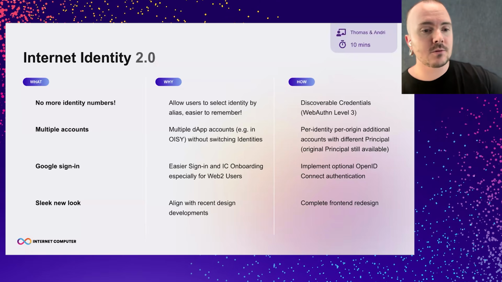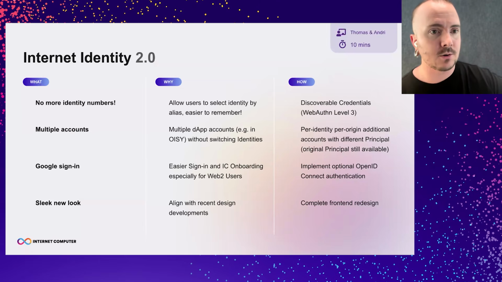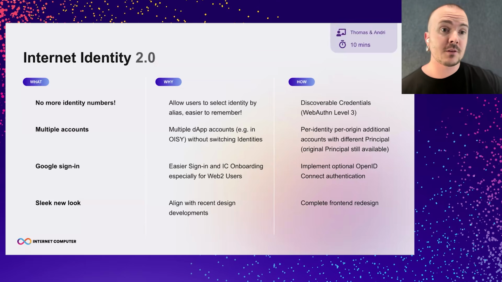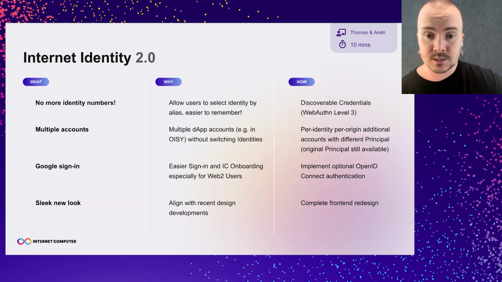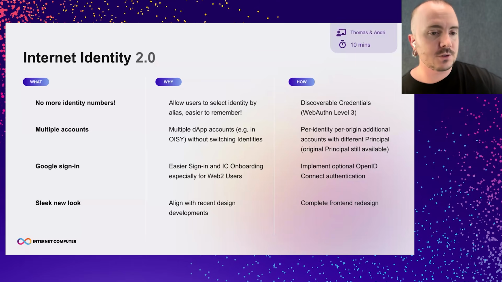Google sign-in. So very, very simple, easier sign-in and IC onboarding, especially for Web 2 users. Research has shown that passkeys even are still a bit of a scary black box for a lot of people. So being able to just see a familiar button and being able to sign in with Google and maybe in the future other OpenID providers should go a long way in increasing adoption. So yes, we implemented OpenID Connect authentication, which is entirely optional. So if you're scared of the privacy implications, don't worry. You don't have to use it.